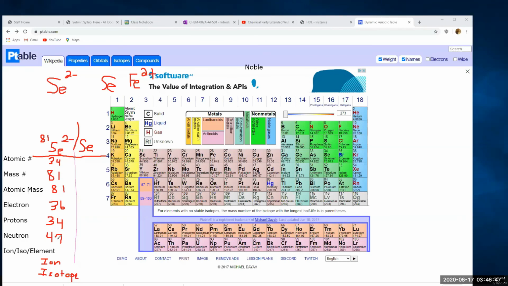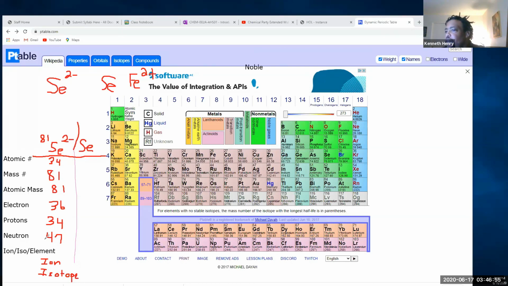Thank you. Ions are changes in the number of electrons. So if you normally have 34 and you get 2 more extra electrons, it's an ion. If you normally have 34 and you lose 2 electrons, it's still an ion because it's losing electrons. So ions basically mean that you're either losing or gaining electrons.